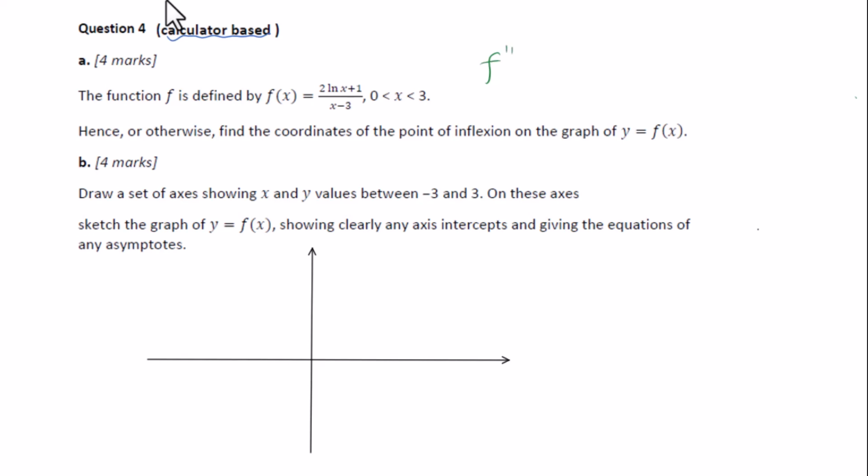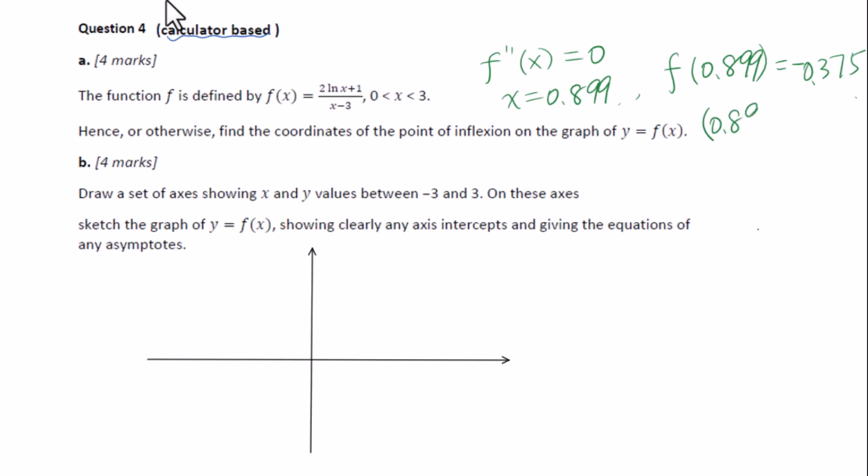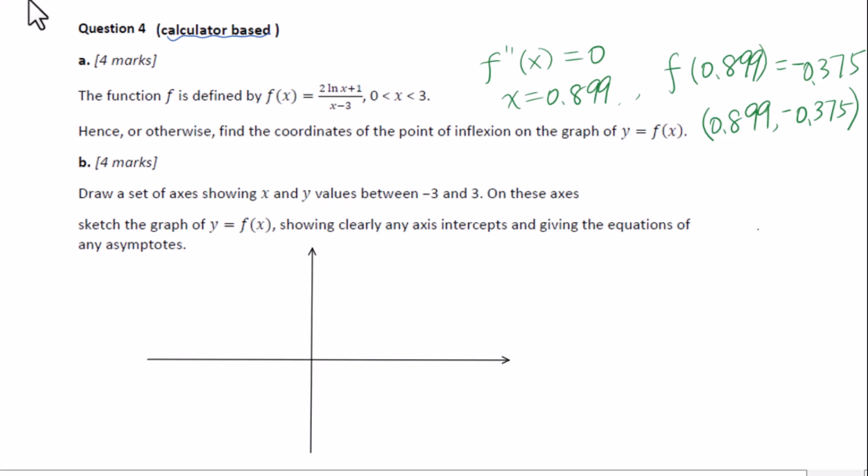We will use f double prime of x equals 0, x equals 0.899. Then f of 0.899 equals negative 0.375. So the coordinates will be 0.899, negative 0.375. For B, draw a set of axes showing x and y values between negative 3 and 3.